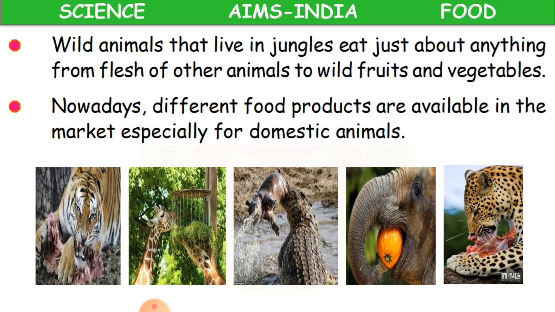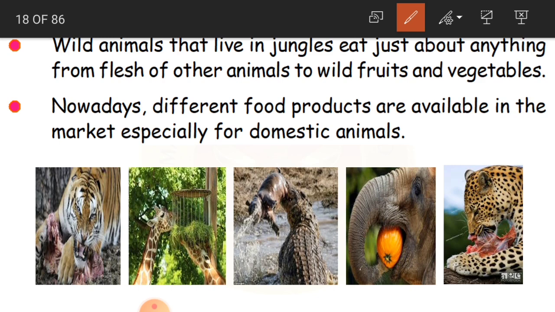Now, wild animals that live in jungles eat just about anything, from flesh of other animals to wild fruits and vegetables. Wild animals don't have masters. No one is going to take care of them in the forest. They take care of themselves. So what do they eat? Whatever is available in the forest, like fruits and vegetables. We call them wild fruits and vegetables because they are forest products.